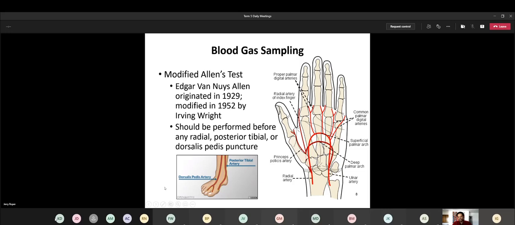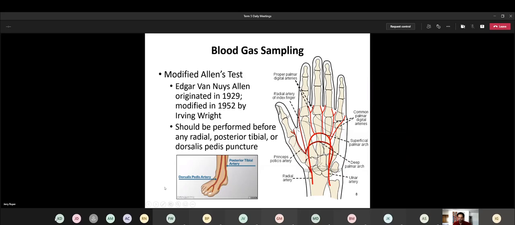But just a little bit of history, we know that this guy, Van Nuys Allen, was the one who came up with it. And then a few years after that, another guy came along and modified it, because the way that Van Nuys originally intended for this test to be done, it was a little bit time consuming, and it got simplified by Wright, and this is the test that we're doing today.